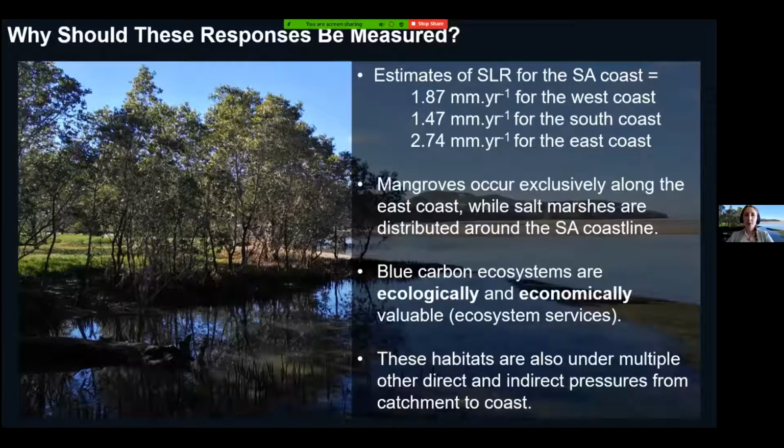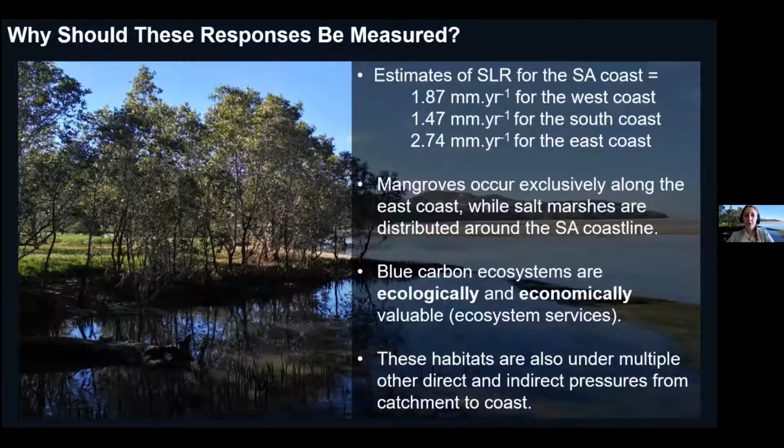So why should we measure responses of blue carbon habitats to sea level rise? Well, we know that there are estimates of sea level rise for the South African coast and that they're variable from 1.87 millimeters per year on the west coast to 1.47 millimeters per year on the south coast and 2.74 millimeters per year on the east coast. Mangroves occur exclusively along the east coast, while salt marshes are distributed around the South African coastline. So we need to know how these habitats are responding.